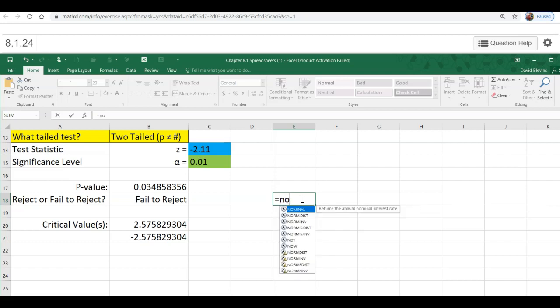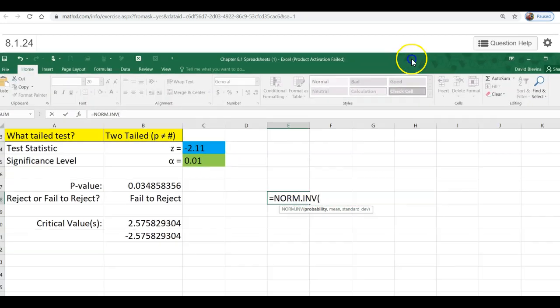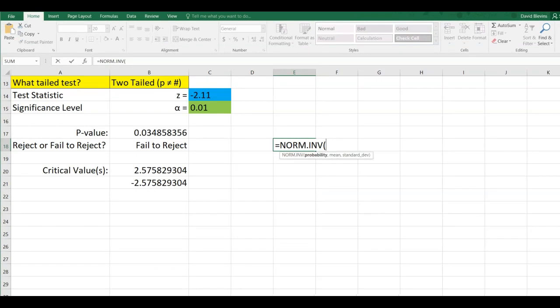It's equals NORM.INV, and then it's just the area to the left of the value. Like I drew on that picture, the area in each tail was 0.005. So if I enter 0.005, and the mean is 0 and the standard deviation is 1 because this is the z distribution, there are our critical numbers. That's where this number is coming from, and then we just take away the negative for the other one. So it's just the area in the tail, and because it's a two-tailed test, it's half of alpha.